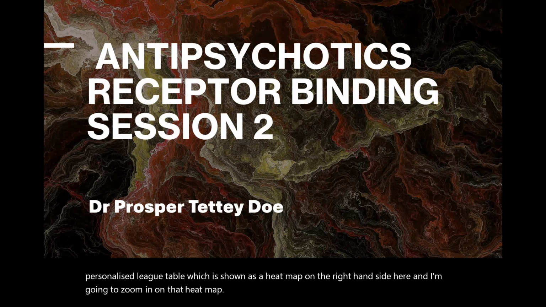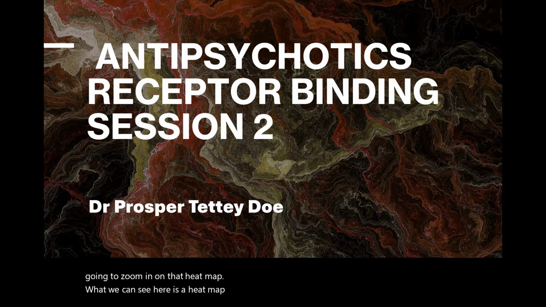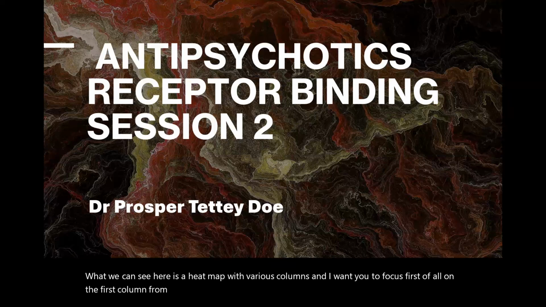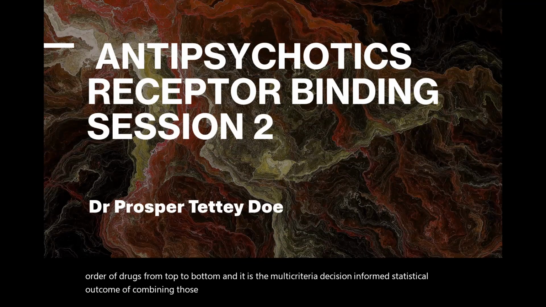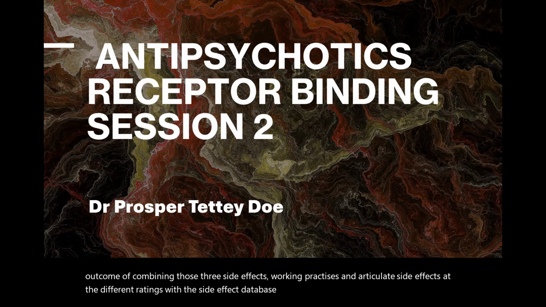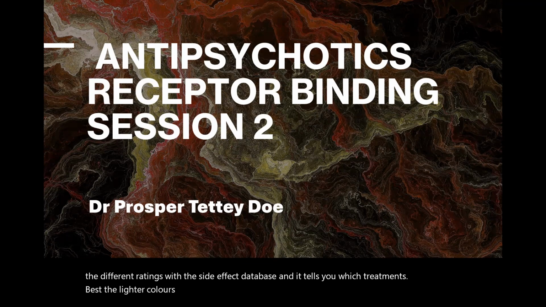What we can see here is a heat map with various columns. And I want you to focus, first of all, on the first column from left to right, so the overall column. The overall column dictates the order of drugs from top to bottom, and it is the multi-criteria decision-informed statistical outcome of combining those 3 side effects, weight gain, hypotension and anticholinergic side effects, at the different ratings with the side effect database. And it tells you which treatments are best, the lighter colours, compared to the worst, the darker colours, for those 3 side effects.